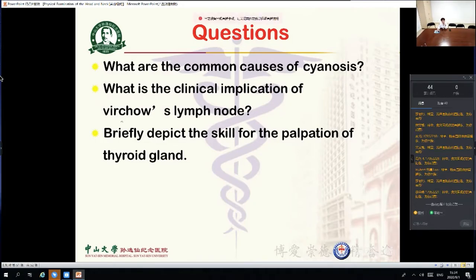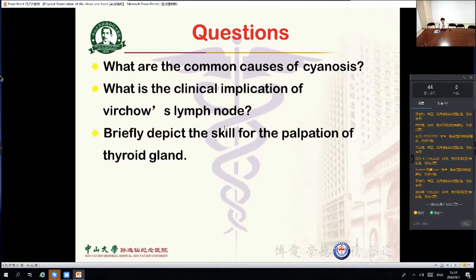And for question 2, what is the clinical implication of Virchow's lymph node? As I told you, all the cervical lymph node examinations are very important. You need to know the groups of the cervical lymph nodes, including submental, submandibular, preauricular, postauricular, suboccipital, and then the posterior triangle, anterior triangle, the supraclavicular area, and the pretrapezius area. All these cervical lymph node groups are important.